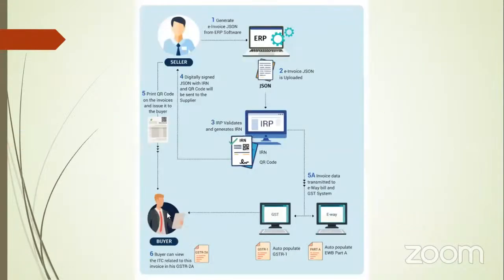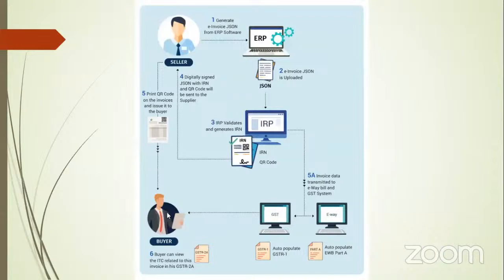Now let's look at the process. How does e-invoicing work? You can either connect your own ERP through the help of a GSP to the e-invoice portal, or you can use some other tool. You can use the offline tool as well to generate the e-invoice. So let's say you are using an ERP and you have connected through a GSP to the IRP portal. From there, the e-invoice JSON would be uploaded and sent to the IRP.